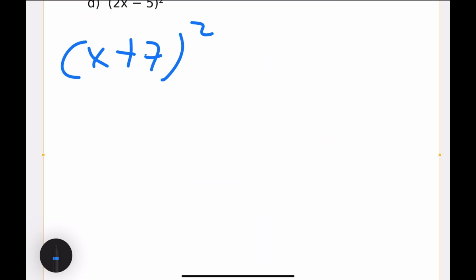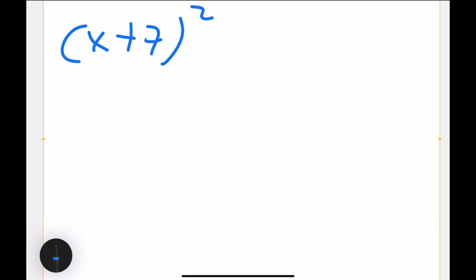Okay, so part C is x plus 7 in brackets squared. So a common mistake would be to square the x and square the 7. So a common mistake students would write is x squared plus 49, but that is not the answer, and I'll explain why now. So with x plus 7 in the brackets squared, we are basically doing x plus 7 multiplied by x plus 7, like when you're squaring any other number.